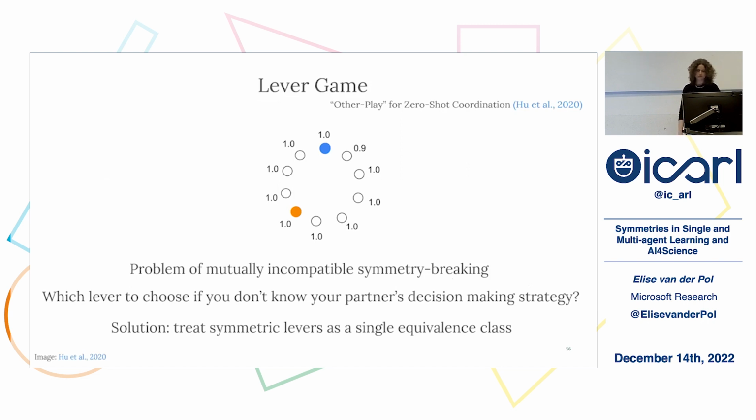So a solution to, for example, the lever game is to treat all the symmetric levers as a single equivalence class. The expected payoff if you do that is maybe 0.1, whereas the other lever has an expected payoff of 0.9, and then it becomes a very simple problem again.